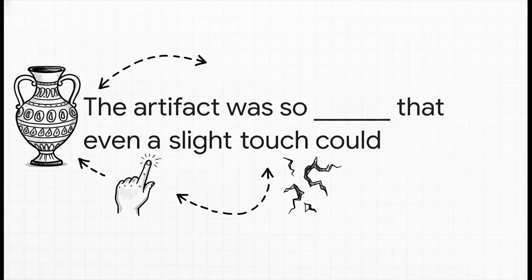This is just a brilliant example of what I'm talking about. Instead of just telling them the word is fragile, you give them a puzzle. The clues are all there. Ancient artifact, slightest touch, could break it. You're teaching them how to solve the puzzle, not just handing them the answer key.